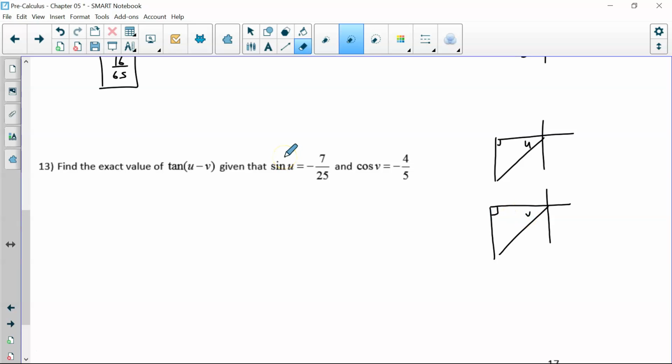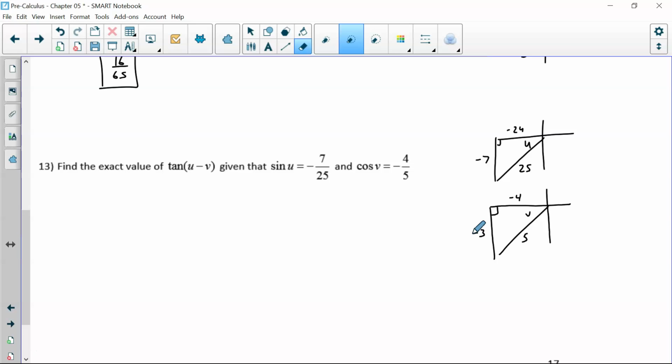So sine is opposite over hypotenuse. 7, 25. The 7 has to be negative because the hypotenuse is always positive. Using the Pythagorean theorem, the missing side would be a 24, but since we're in quadrant 3, it's a negative 24. For v, the cosine is adjacent over hypotenuse, the adjacent is negative 4 and the hypotenuse is 5. Using the Pythagorean theorem, the opposite side has to be a negative 3. Notice how the legs are negative because we're in quadrant 3.